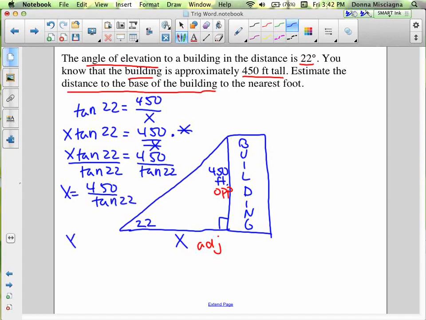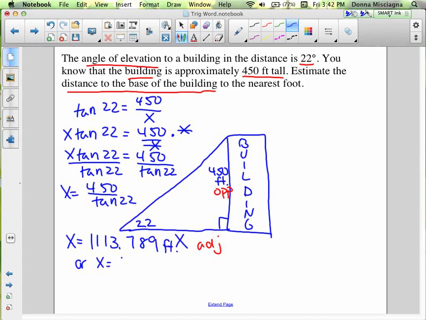I'll plug that into the calculator and see what the distance is. 450 divided by tangent 22 gives me 1,113.789. The problem said to the nearest foot, and actually I should put feet here too. If it doesn't tell us to round, we can leave it like that.